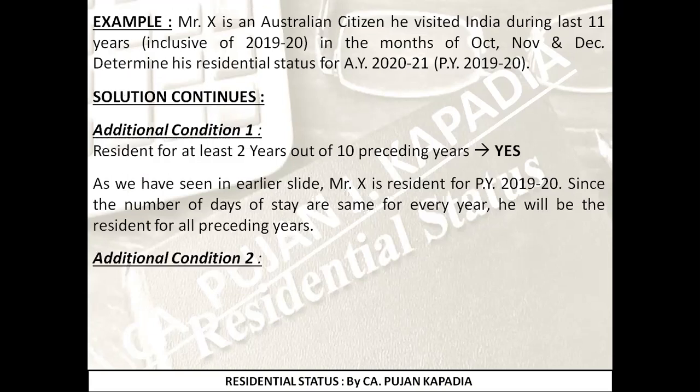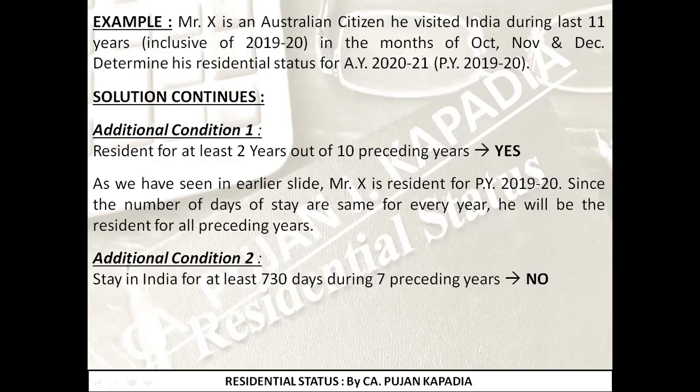Now let's go to additional condition 2. What does it say? It says the stay in India should be for at least 730 days during the 7 preceding years. So suppose we are talking as of now for 2019-20. So I'm not going to consider 2019-20, but I'm going 7 years back. Now I need to check whether in the total 7 years my stay in India was more than 730 days or not. So what I have done over here, I am living for 92 days in a year. How 92 days? We have already calculated 31 days of October, 30 days of November, and 31 days of December. So it is 31 plus 30 plus 31, which is coming to 92 days.